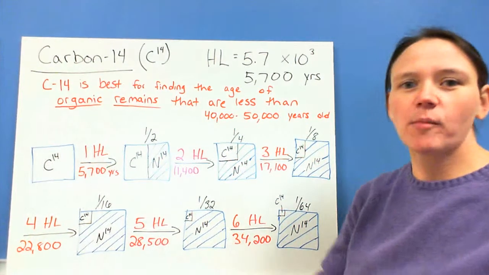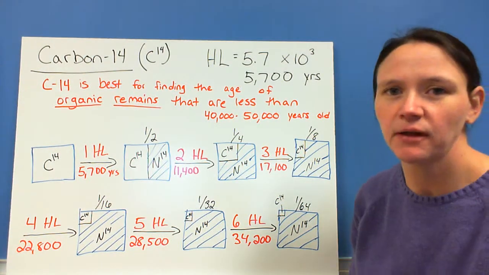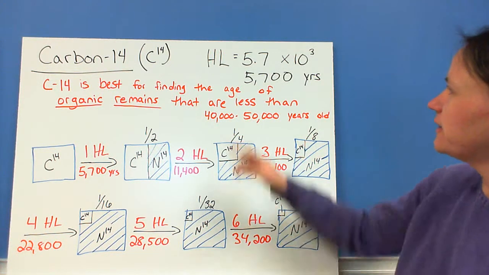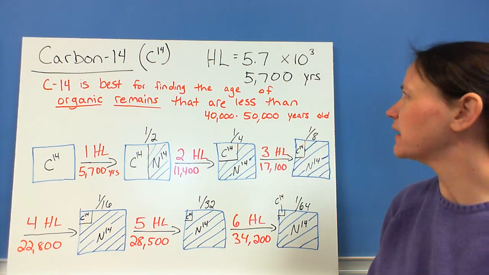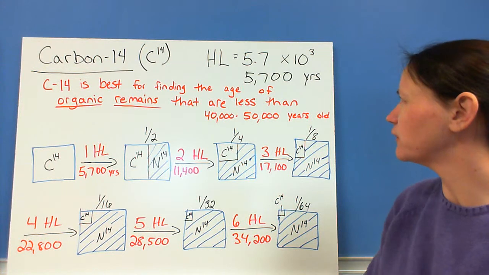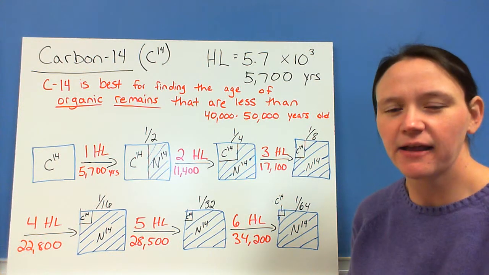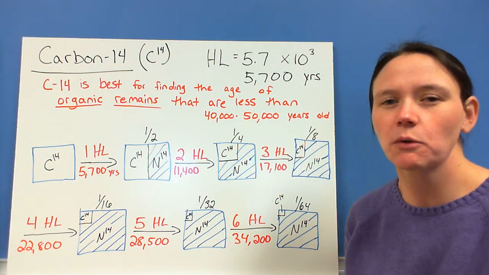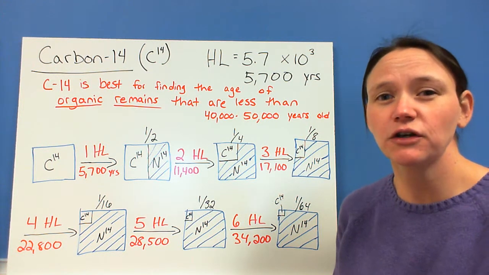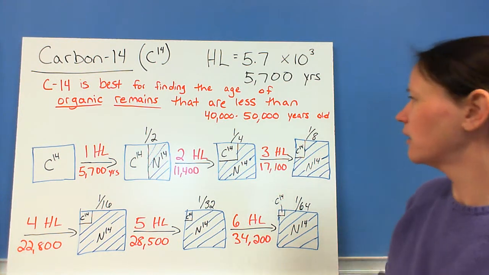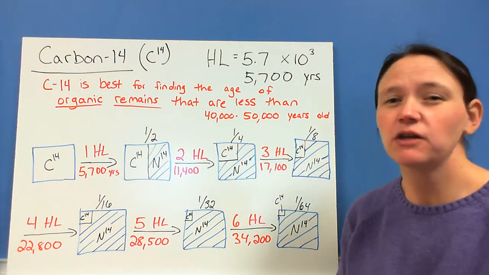So we'll take a look at carbon-14. This is a very common isotope that is used to find ages. Carbon-14, its half-life is 5.7 times 10 to the third, or 5,700 years. And the thing about carbon-14 is it has a very small or a short half-life. So it's really good for finding the age of younger things. Now when I say younger, 40 to 50,000 years old.